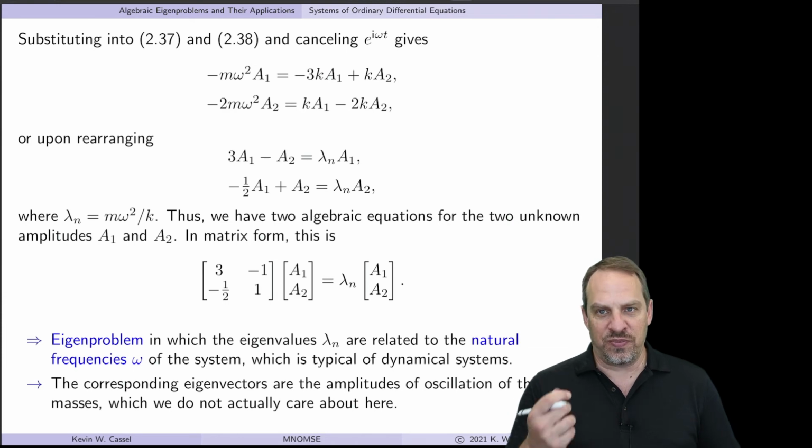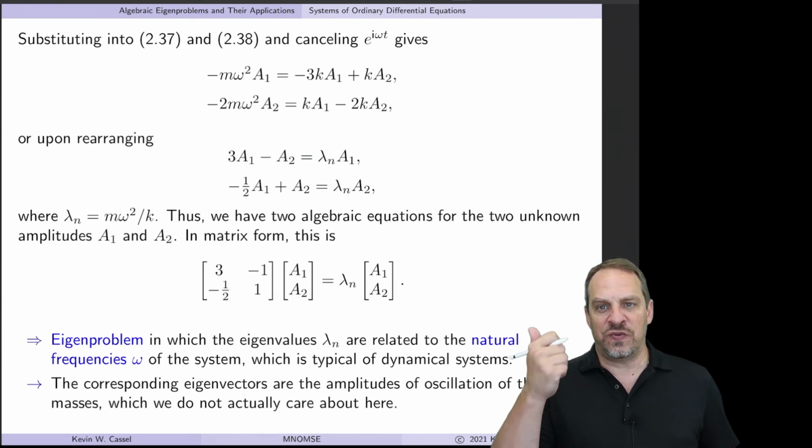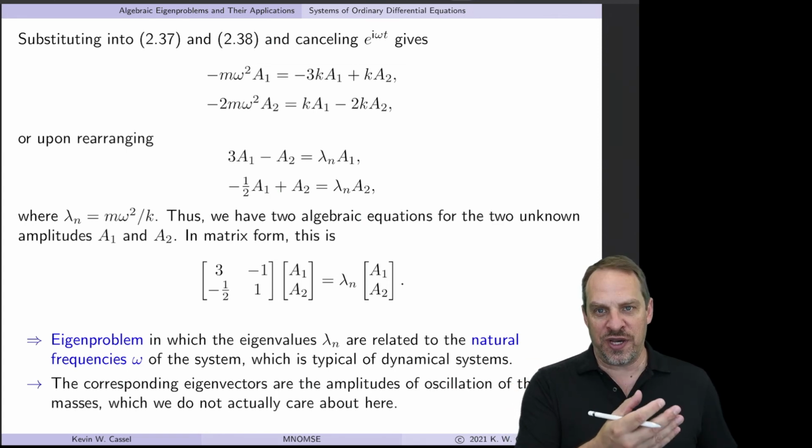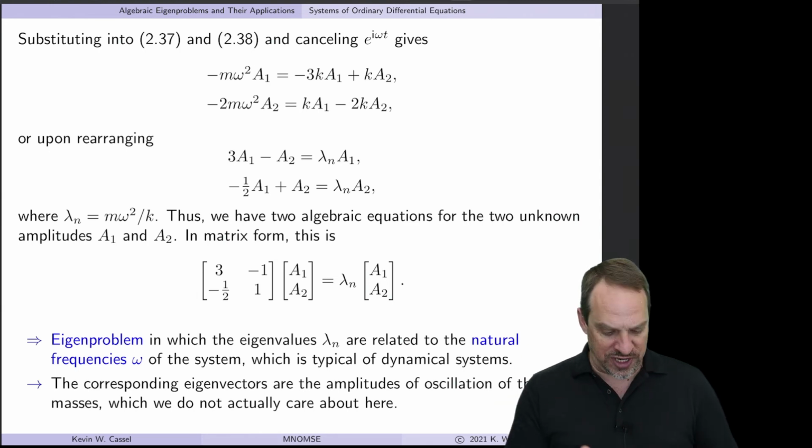So now you can see even more clearly what we end up getting. It's an eigenproblem. So this is always the case. If the physical question is, what are the natural frequencies of vibration of a system? The mathematical answer is, what are the eigenvalues? And those eigenvalues are related to those natural frequencies. You can see it here. My randomly selected Greek letter, lambda, is m omega squared over k. So we determine the eigenvalues. If you know the mass of the mass and the spring constant of the springs, then we can calculate the values of omega that we get for those eigenvalues.